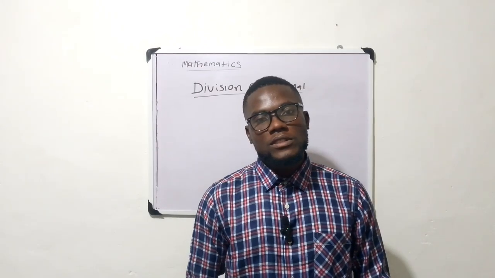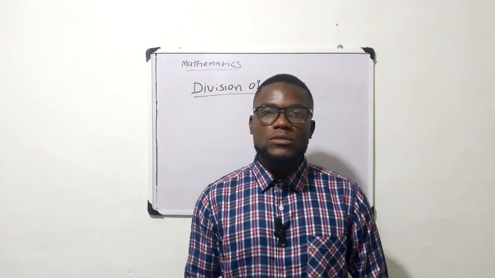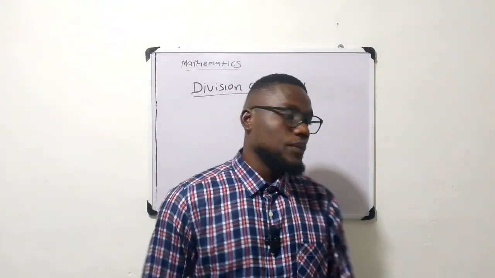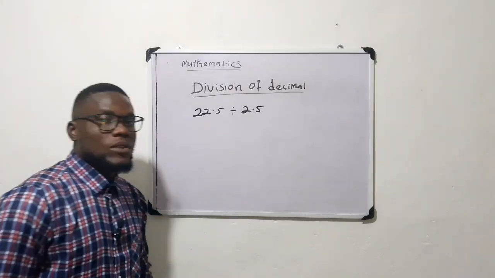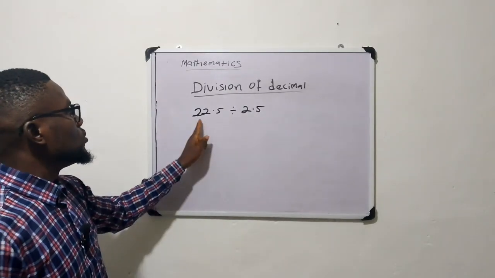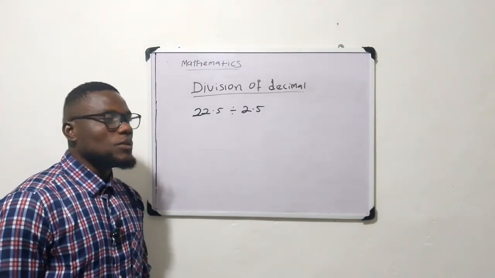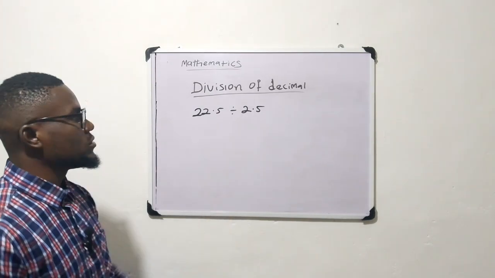We are going to continue with the division of decimals, but this time around we're going to divide decimals by decimals. So let's take a look at this. This is our question: 22.5 divided by 2.5. So what are we going to do if you have this kind of question?